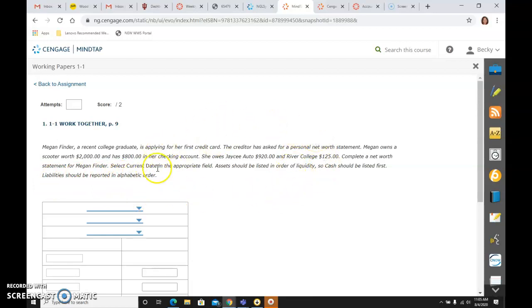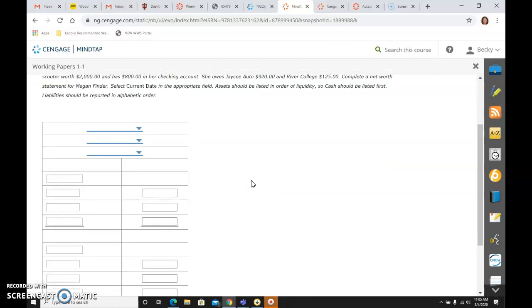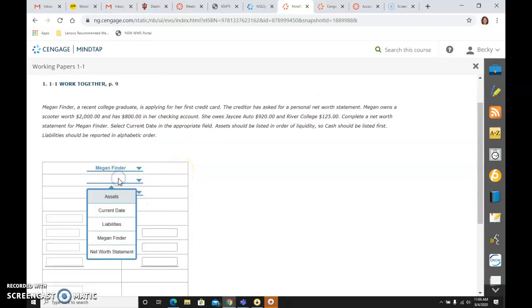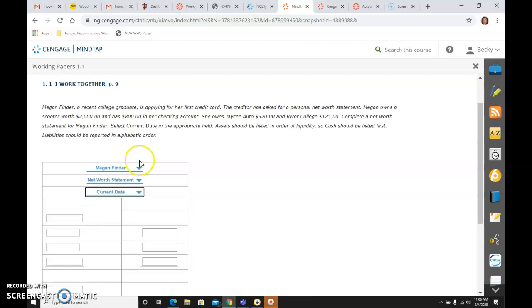So again, make sure you're reading all the directions on these things. Don't just jump into doing anything, because it will typically give you, at the end, the key things on order or how to go about doing things. So with that said, we need to fill out this net worth statement. The heading always starts with the person's name, Megan Finder. The second line is what statement it is. And then we put the date, and we just write current date, as the directions told us.